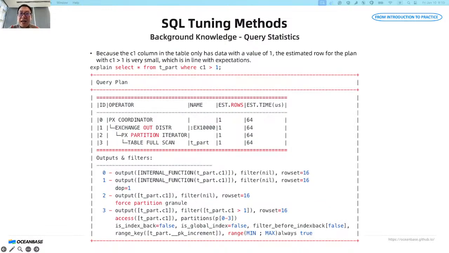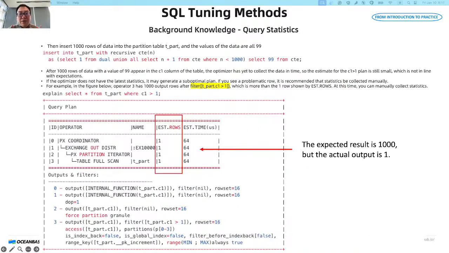After collecting the stats, let's do another query. Since the C1 column of the table contains only the value 1, the filter condition will exclude very few rows, resulting in a minimal reduction in the number of rows. In the plan, we can see that the estimated number of rows of the filtered data is only 1, which is very close to the actual number of rows, which aligns with expectations.